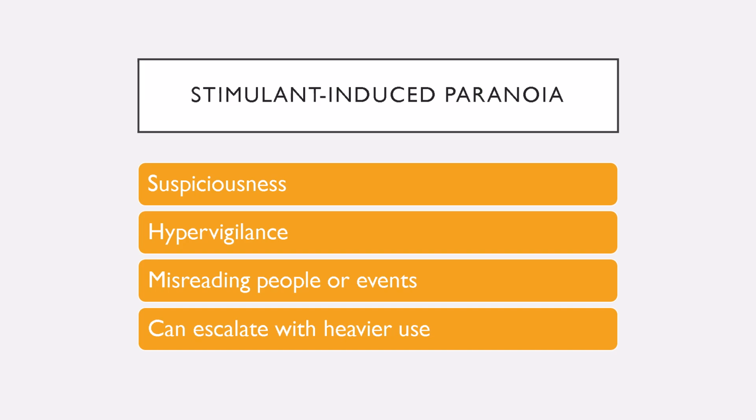Understanding stimulant-induced paranoia is going to help you avoid misreading clients as simply difficult or manipulative, or looking at them as, oh, this person is oppositional. It's going to help you assess when a higher level of care or psychiatric evaluation may be needed. And this is a good example of how pharmacology and mental health symptoms overlap in ways that require careful clinical judgment.